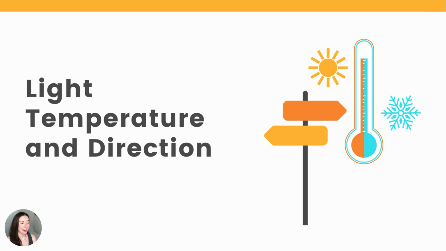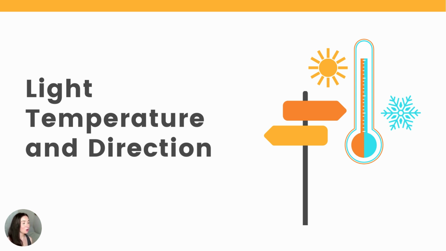Let's jump right into your next topic lesson in Module 1, all about lighting. This is light temperature and direction. And this particular lesson is a little bit more involved. So if you have not already, please make sure that you download that resource sheet because there's going to be some really helpful diagrams that go along with this particular lesson that I think will be really helpful for you.